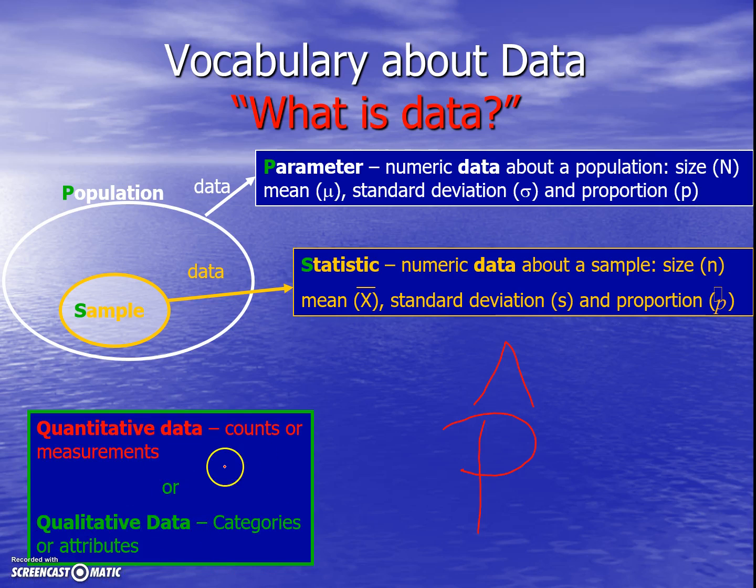We have two types of data. You have quantitative data and you have qualitative data. Quantitative is like the counts and the measurements, and qualitative is more categorical, with attributes.